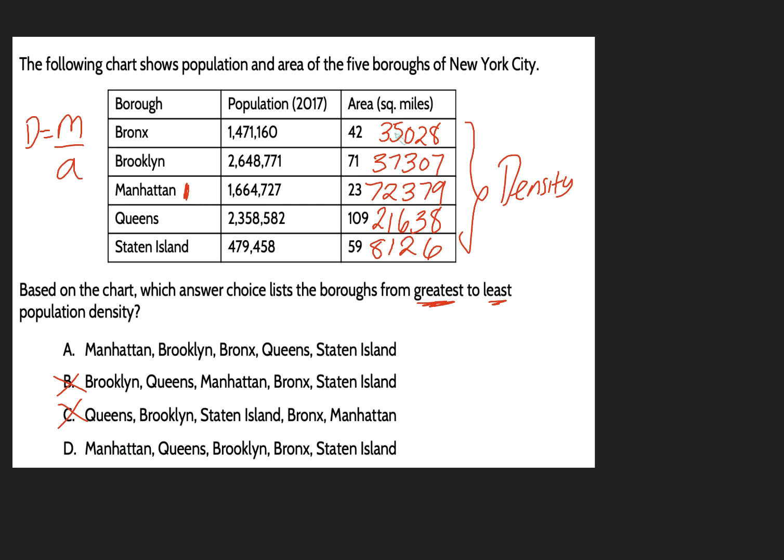Next is these two, but who's bigger? Is it the Bronx or is it Brooklyn? Now Brooklyn is 37,000, so next it would be Brooklyn. So your answer is A, right there. And you're finished. Notice that there were two answer choices that had Manhattan. We had to differentiate who was bigger between Brooklyn and Queens.